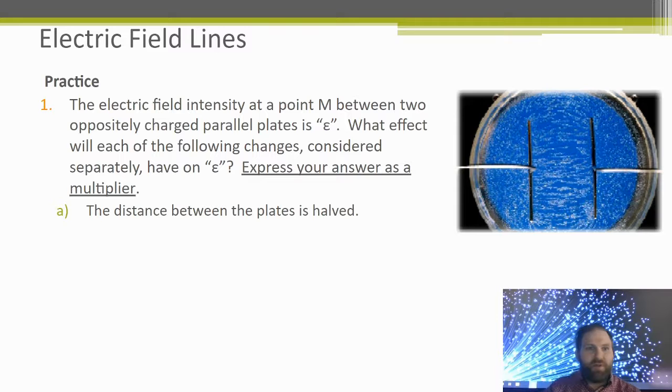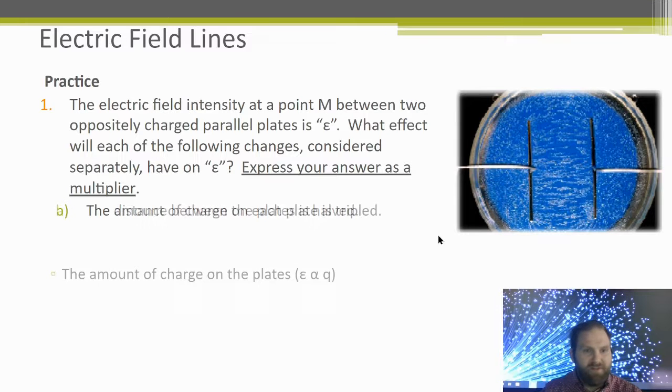So we can quickly go through a couple of practice questions. We're looking at these two parallel plates. This is an image of something similar to what we would have done in class. So basically, what's the effect when these different things happen? If we decrease the distance of the plates by half, there's no change to the field. The distance doesn't affect the field.